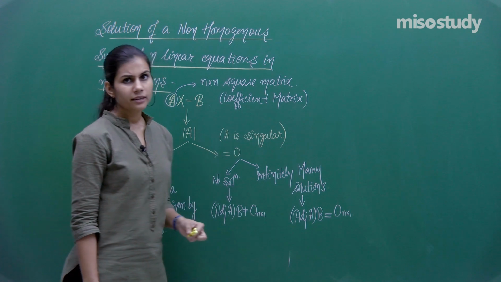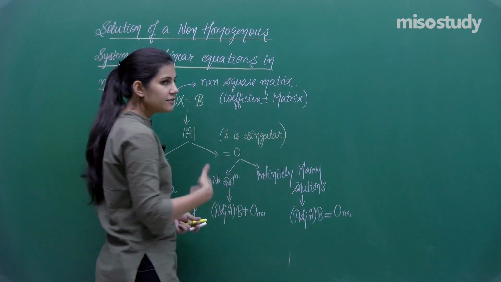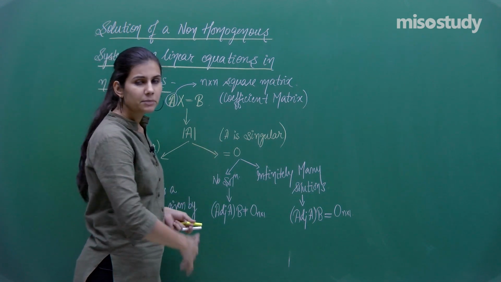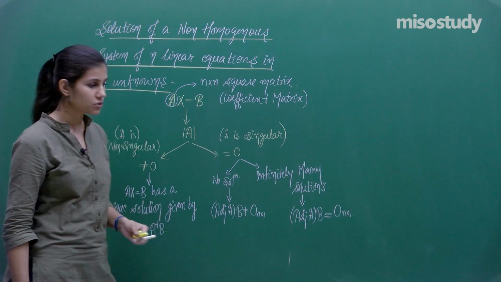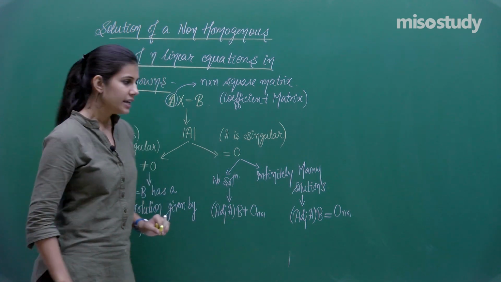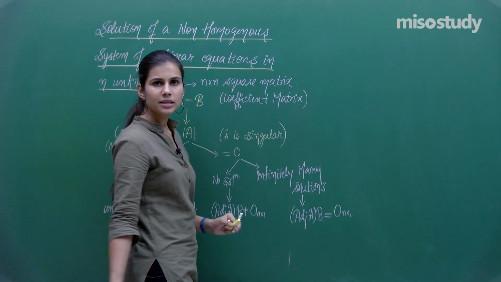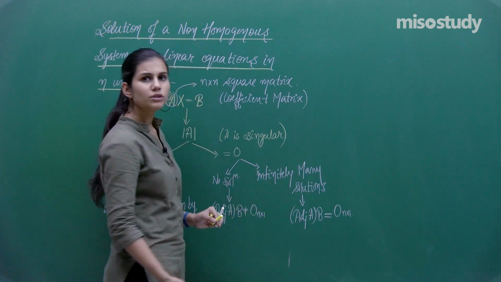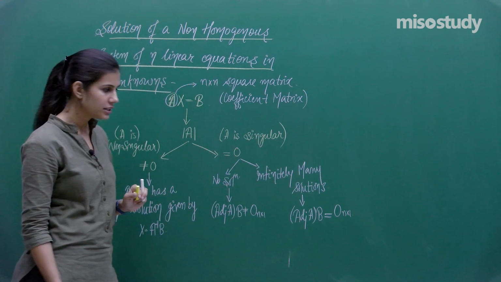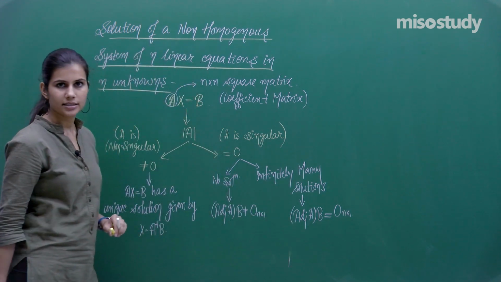Why are we bringing in the context of adjoint and not inverse? Because when A is singular, A inverse does not exist. So how can you even talk about computing A inverse and then multiplying it with B and talking about the answer? So here A inverse does not get multiplied with B. Here adjoint of A multiplies with B. If this comes out to be equal to the null matrix, then declare that there are infinitely many solutions. If it comes out to be not equal to the null matrix of order n cross 1, declare that the system has no solution. In this case it is inconsistent, here it is consistent, here it is consistent.